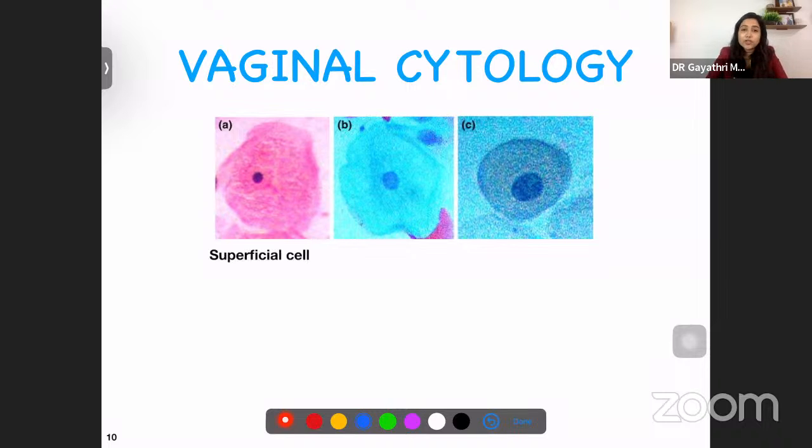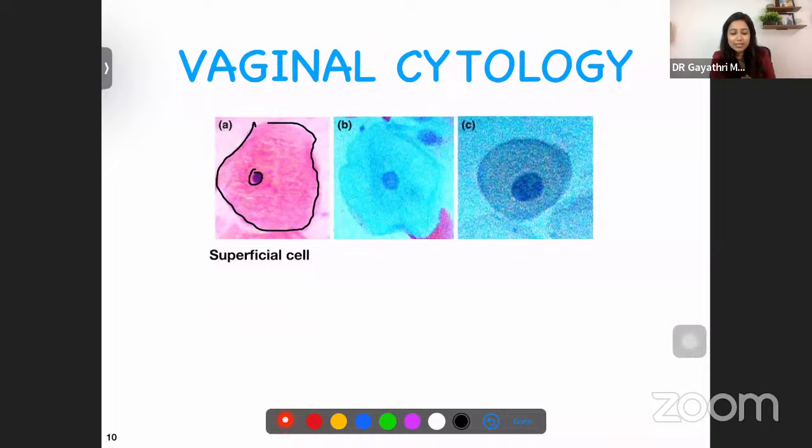The first cell that is shown is the superficial cell. As you can strikingly see from the image, it has a pink appearance. It has an eosinophilic cytoplasm. The borders are irregular and it has a very small nucleus. This is how the superficial cells appear. So you can see the irregular border, the pink eosinophilic cytoplasm and the small nucleus.